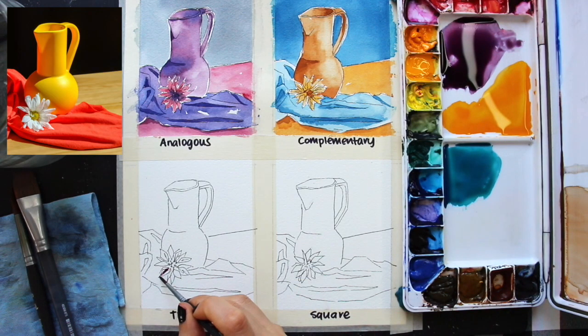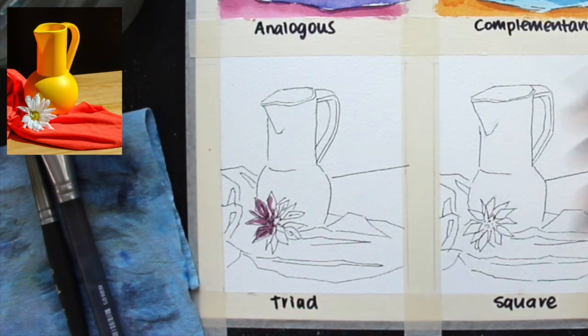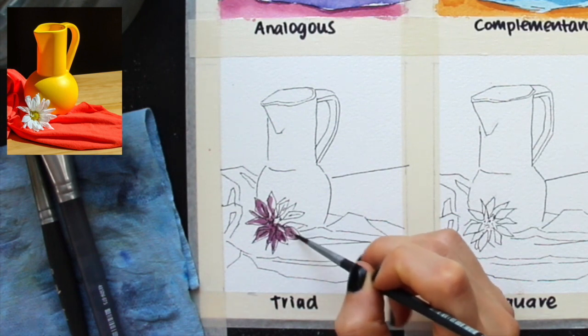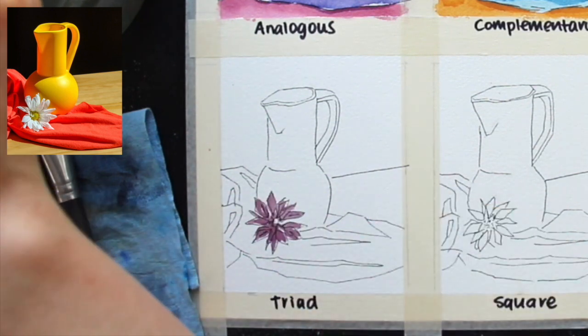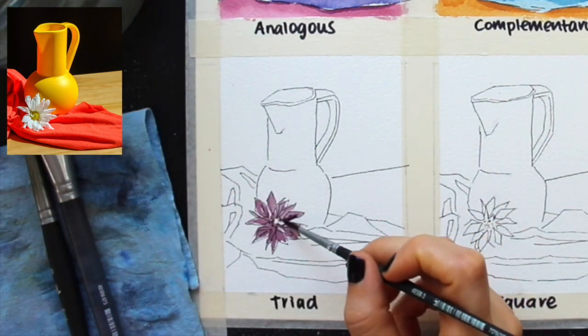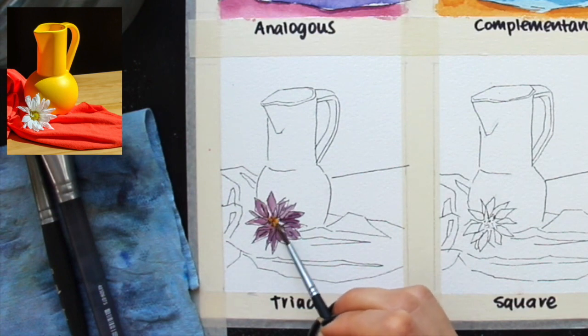Once I have a good amount of my different color mixtures ready on my palette and the consistency of these 3 different color mixtures is good, nice and juicy with a good amount of both paint and water in them, I go ahead and get started with the painting process. Once again, starting with the flower with my smallest brush.